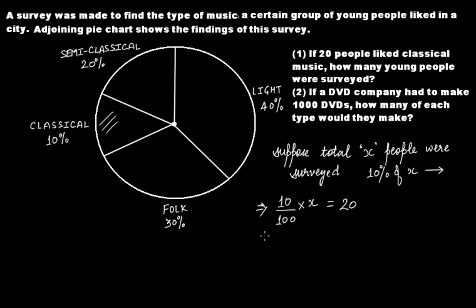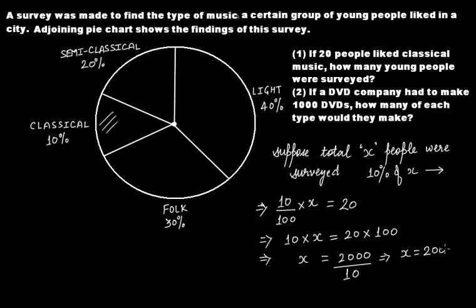And from here, this can be written as 10 times X is equal to 20 times 100, right? And from here you get X is equal to 2000 divided by 10, and you get X is equal to 200. So total 200 people were surveyed.